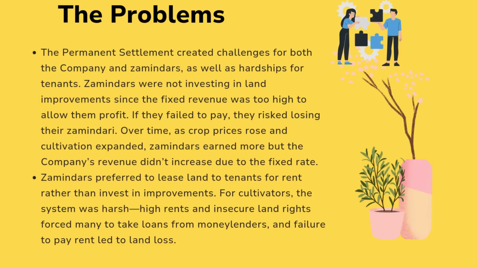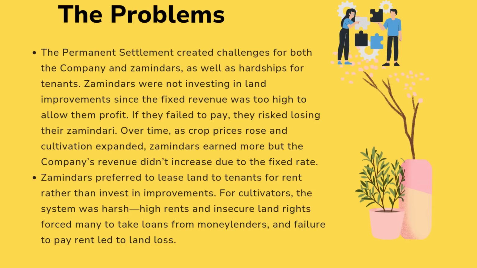The problems. The permanent settlement created challenges for both the company and zamindars, as well as hardships for tenants. Zamindars were not investing in land improvements since the fixed revenue was too high to allow them profit. If they failed to pay, they risked losing their zamindari. Over time, as crop prices rose and cultivation expanded, zamindars earned more, but the company's revenue didn't increase due to the fixed rate. Zamindars preferred to lease land to tenants for rent rather than invest in improvements.